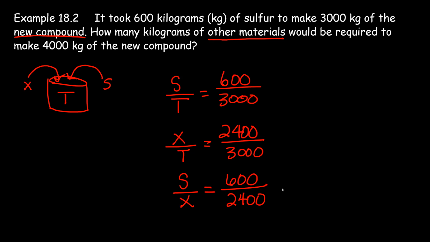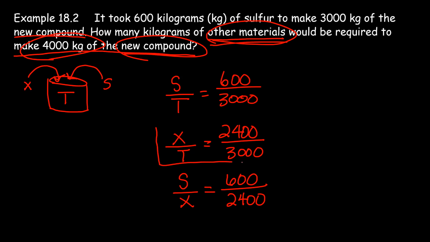Now we're going to use one of those relationships to solve the problem because we're going to read the question. How many kilograms of other materials would be required to make 4,000 kilograms of the new compound? So this question involves other materials, that's the X, and new compound, which is the T. But they're telling us 4,000 kilograms of the new compound. So the two things we're looking at, other materials, which is X, and the new compound, which is T. That means we're going to use this proportion right here.